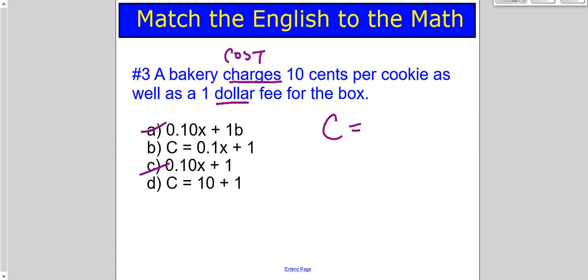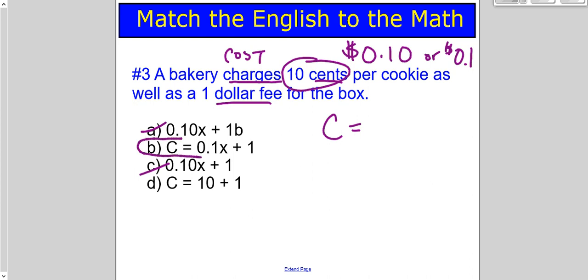So notice this is in dollars and this is in cents. So we're going to have to rewrite this 10 cents as a dollar amount. That would be 0.10 or just 0.1. So that represents 10 cents or 0.1 of a dollar. So then our answer would be B. Our cost is 0.1x, that's for every cookie, plus the $1 for the box.